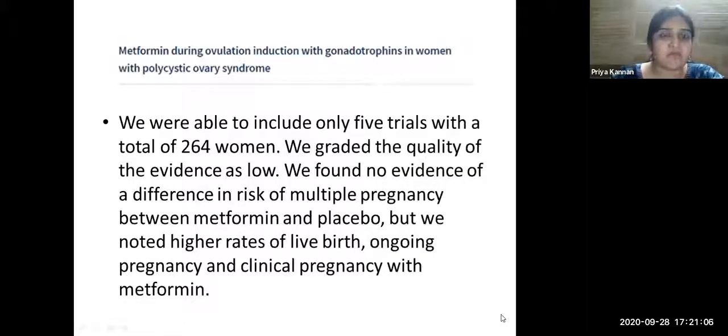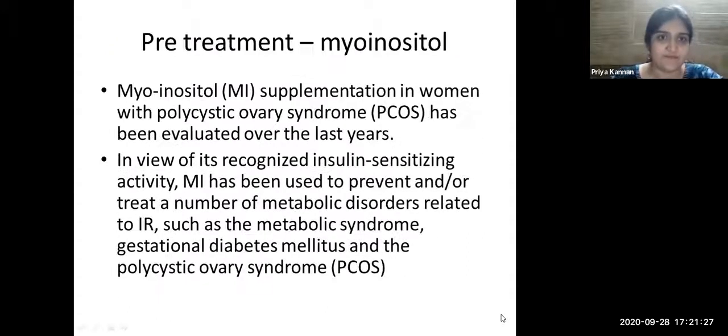So this is exactly what they had given. They had 5 trials with a total of 264. There was no increase in the difference in the risk of multiple pregnancy, but they did note a high rate of live birth rate, ongoing pregnancy rate and clinical pregnancy rate with metformin. And that's very important to us, isn't it?